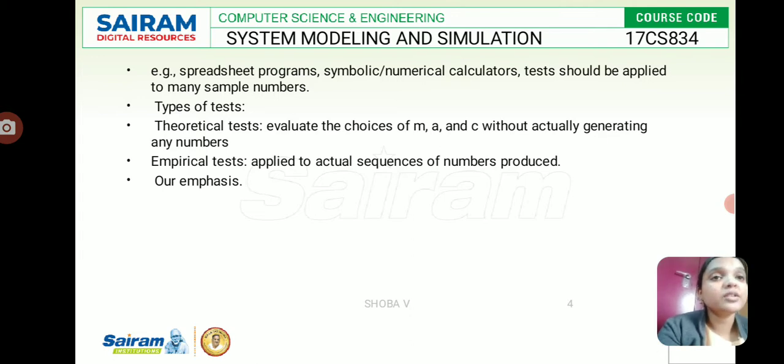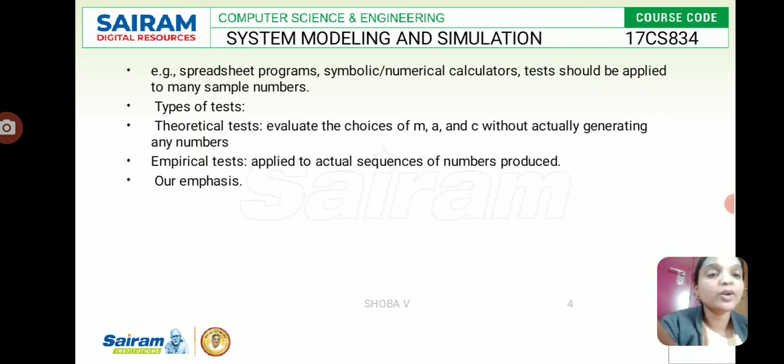The null hypothesis reads that the numbers are distributed uniformly on the interval 0,1. Failure to reject the null hypothesis means that evidence of non-uniformity has not been detected by this test. This does not imply that further testing of the generator for uniformity is unnecessary. Here H naught says the numbers are independent, and H1 says they are not independent. We have many tests, like theoretical tests and empirical tests. One by one we will see.